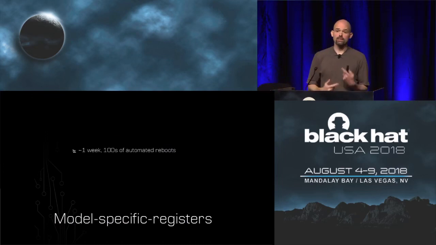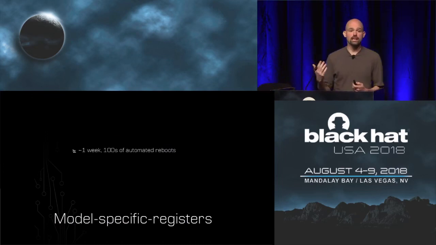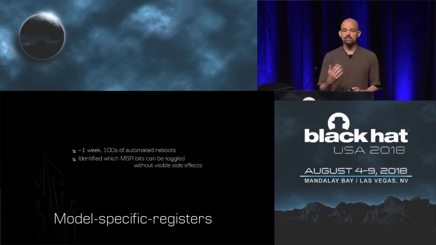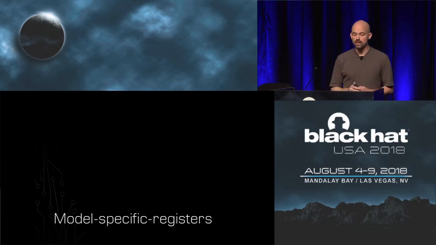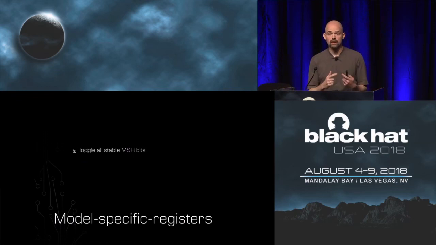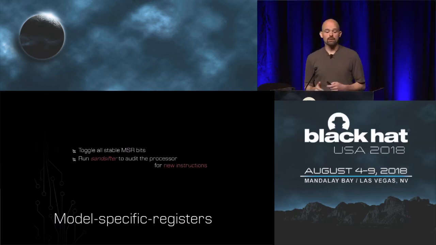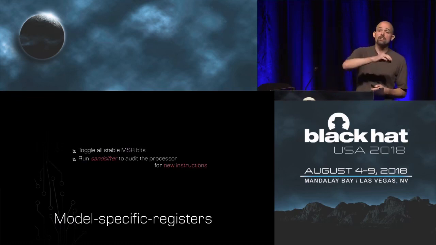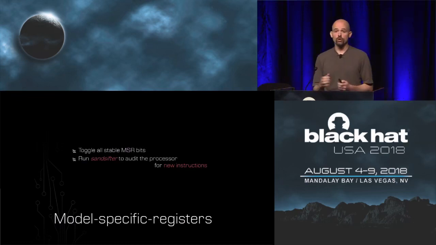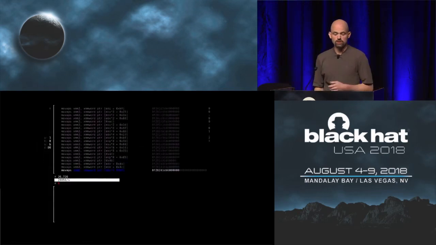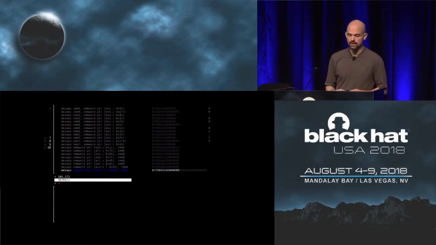Through hundreds of automated reboots, this thing ran for about a week, and I was able to identify exactly which of those bits could be toggled without the system having any sort of visible side effects. With that done, I would toggle all of the stable MSR bits that I could possibly access, and then run the SandSifter scanning tool in order to see if any new instructions had appeared on that x86 processor. So that looks something like this.